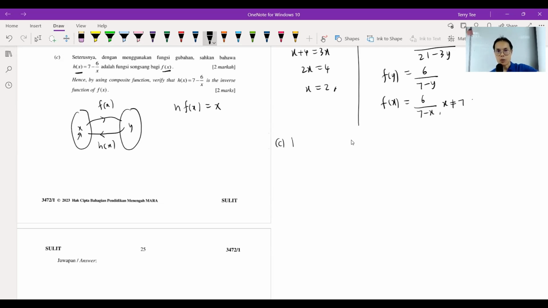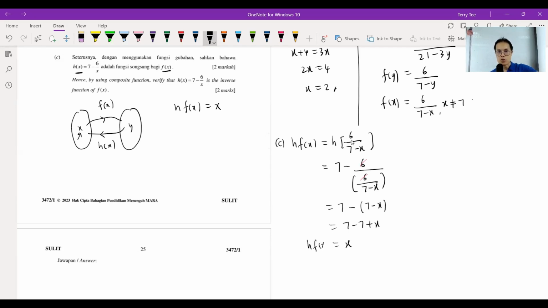So let's start. What is hf(x)? hf(x) means we put f(x) inside h(x). I already know my f(x). I take this, I put inside my h. My h is 7 minus 6 over bracket. Here in my bracket, I have 6 over 7 minus x. We can cancel this 6 and 6, flip it upside down. I do a bit slower here. I put a 7 minus x, right? So you minus them off, you get x.